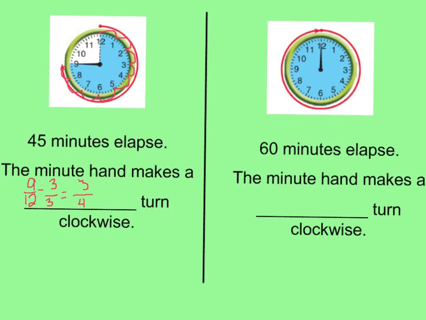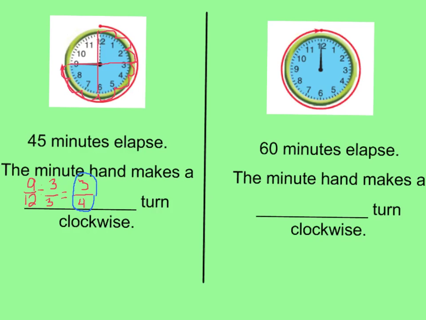Remember, we can divide our clock into 4 equal pieces. And if I look, I can see that 3 parts out of 4 are shaded. So we can say that the minute hand makes a 3/4 turn clockwise. I know this is jumping ahead of our lesson, but I think you guys are super smart and I think you guys can handle it.